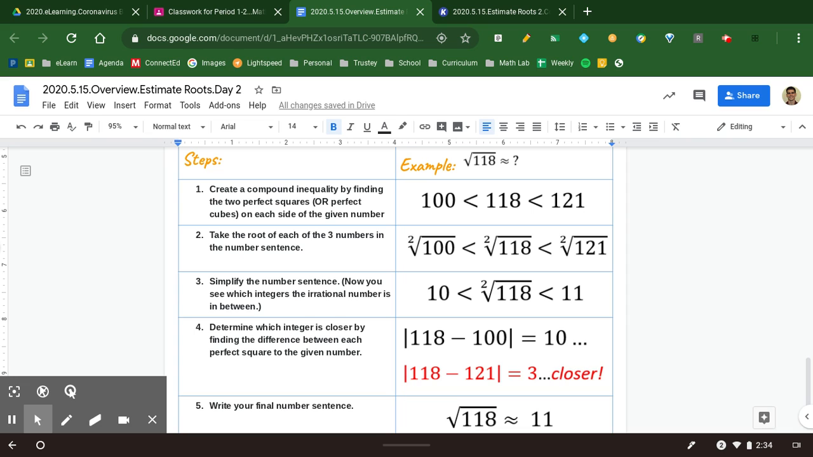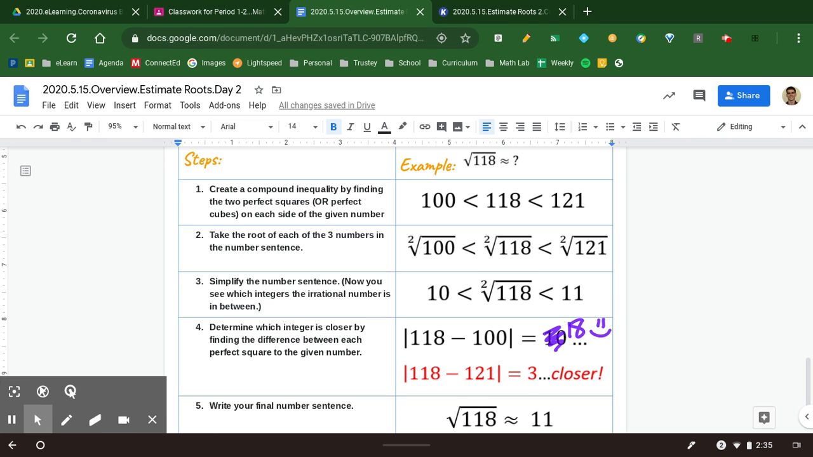So if you find the difference from 118 to 100, that would take 18 steps. For some reason, I wrote 10 there. That's clearly not 10. Meanwhile, if we find the difference from 118 to 121, of course, taking the absolute value, you'd realize that it is 3 steps away, which is much closer than 18 steps. So step number 5, write your final number sentence. If we were to estimate the square root of 118, it's very close to 10, but even closer to 11. 11 is the closest integer.